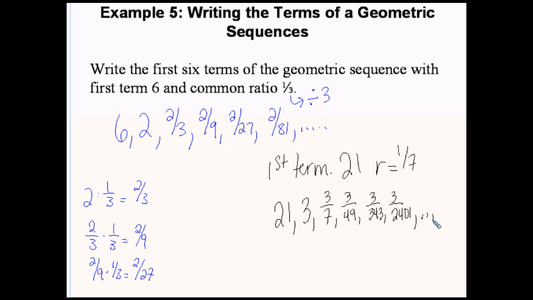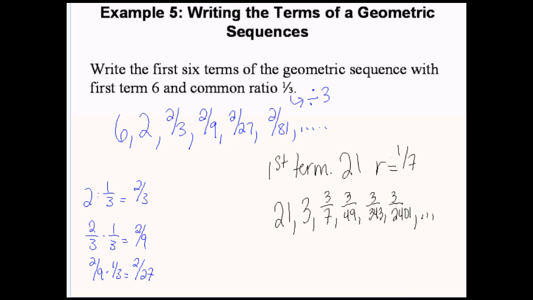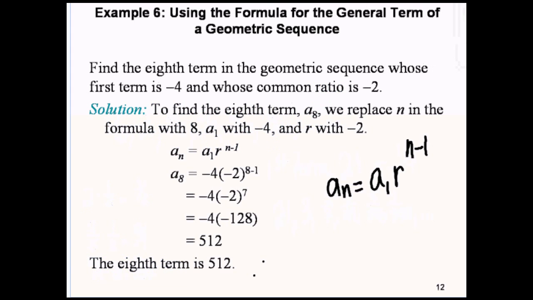Okay. Would the formula be the same except with just an R instead of a D? No, hold on one second. Because I'm raising it to an exponent, I have my first term, I have my ratio of negative 2. I do 8 minus 1, so I do negative 2 to the 7th. That's negative 128, and then I multiply that by negative 4.